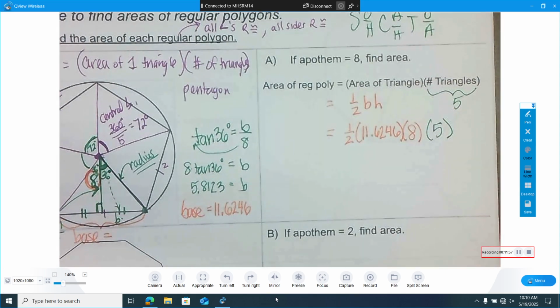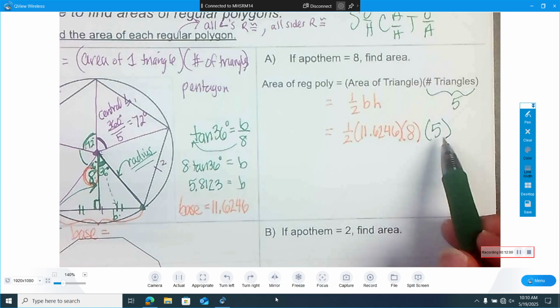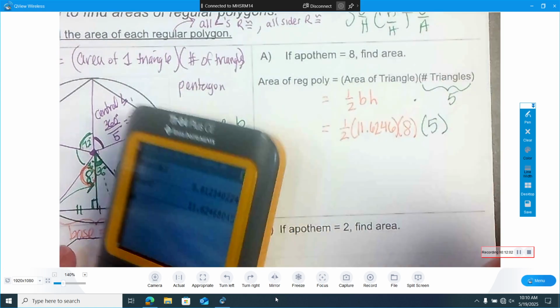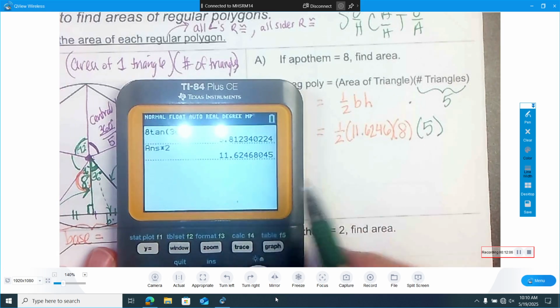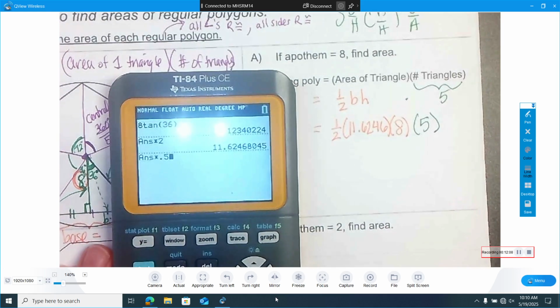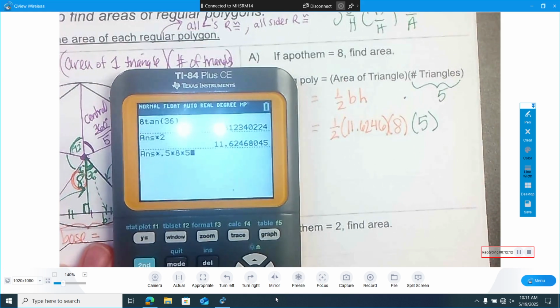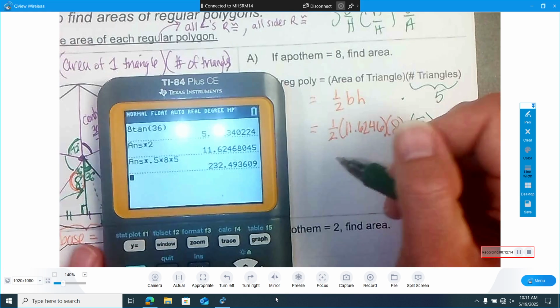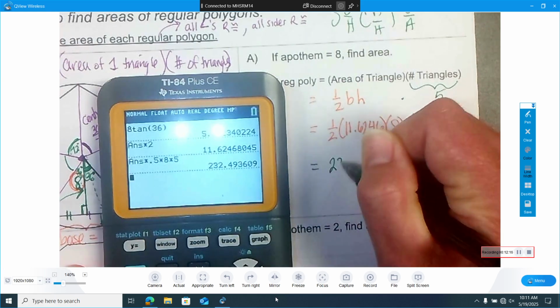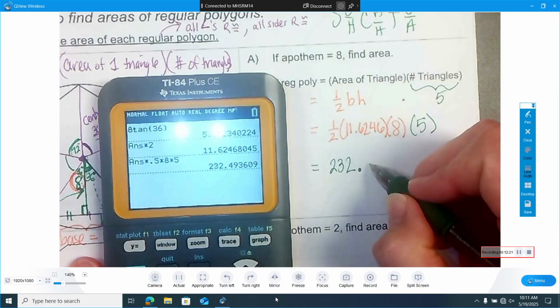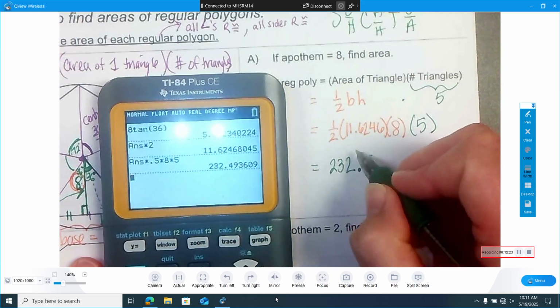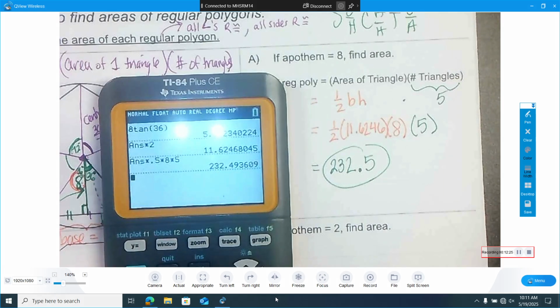So here we have, this is how we find the area. And I'm going to use my numbers. So I just want to take that answer and times it by 1/2, and times it by 8, and times it by the 5 triangles. All right, and then we get our area, which is 232 point, we're going to round to the tenths, so 0.5, okay.